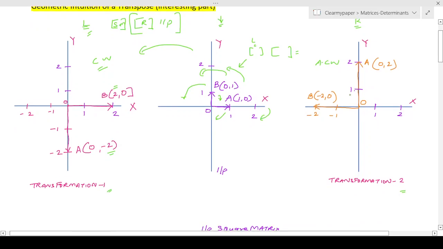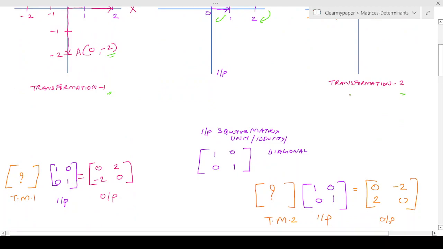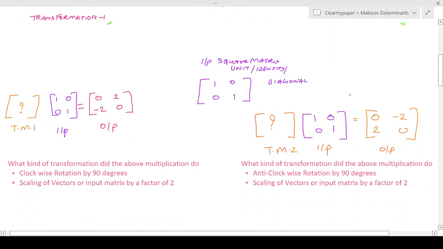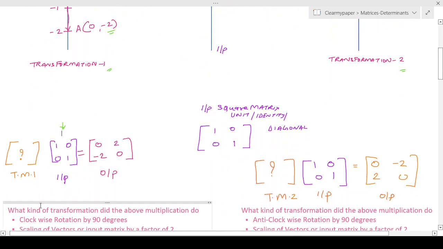So how do you get that in terms of matrix multiplication? Because we are used to this concept of matrices. Over here, I have my input matrix, which is the one in the center. Point A is 1, 0 and point B is 0, 1.